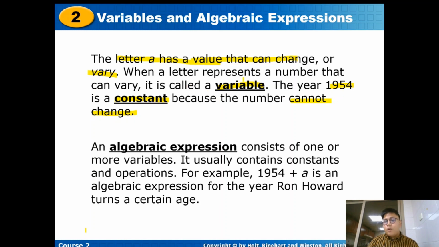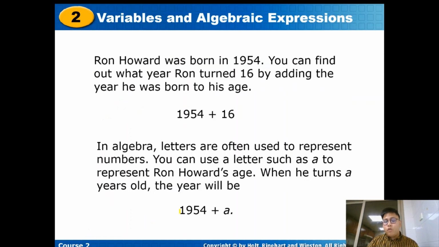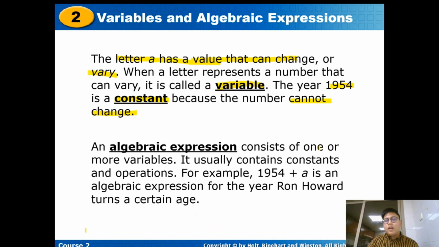Take note, a variable could be a letter that has a value. In our expression a while back, which is 1954 plus A, your variable is A, and 1954 is your constant. It cannot change. Now, let's also define algebraic expression.